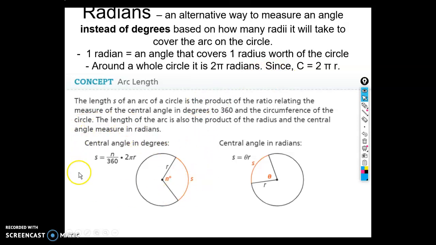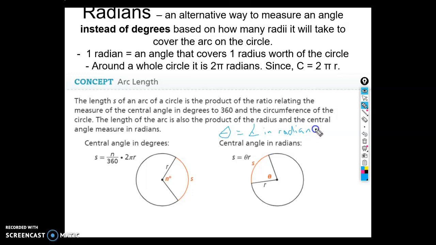Yesterday we used this formula here, which basically says that the arc length is a fraction of the total amount of degrees in a circle. All right, now if we use radians, however, the formula gets really, really simple, actually. Notice this thing that looks like a 0 with a line through it? That is what you call theta, okay? And theta here is representing an angle in radians, okay? Instead of using degrees, they're using radians, all right?